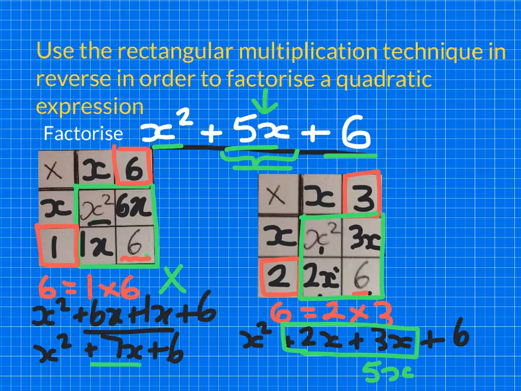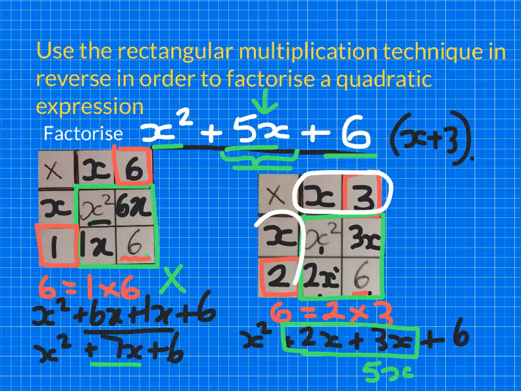And if we're going to write it down, on one side of the rectangle we have an x and a 3, and that's written as x and a positive 3. And that's going to be multiplied by the other side of the rectangle, which was an x and a 2. That is written as an x, and it's a positive 2. And we don't need to put anything in between the 2 brackets. We know that's going to be a times sign. The correct factorization of x squared plus 5x plus 6 is x plus 3 times x plus 2.